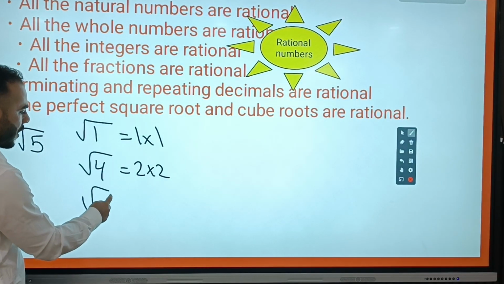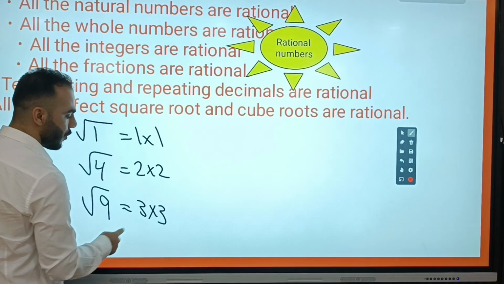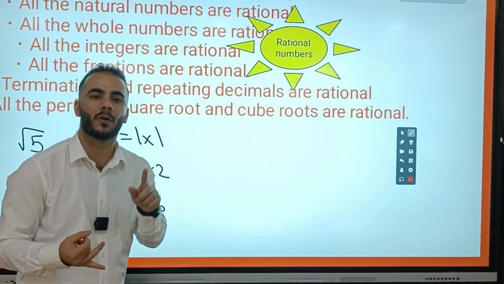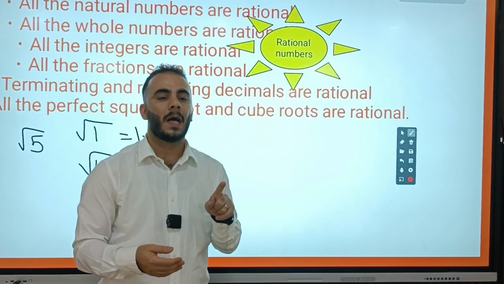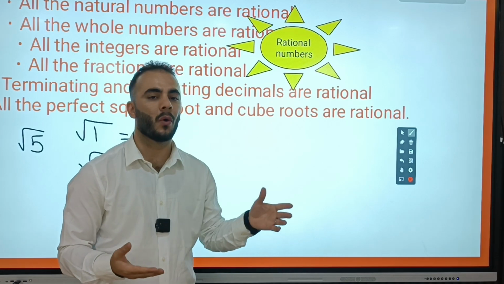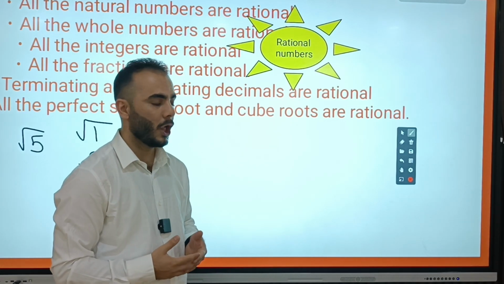How about square root of 9? Yes, it is exactly 3 times 3. So you can just go and check them by yourself. For example, square root of 16, square root of 25, 36, 49, 64, 81, 100, 121, 144, and so on. They came from the multiplication of a number by itself.